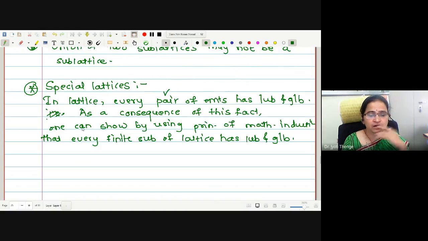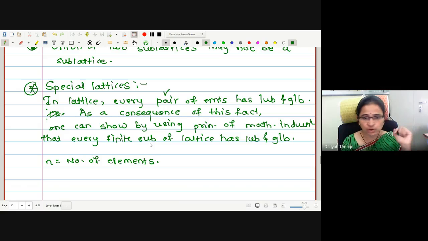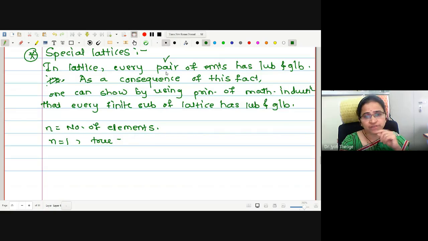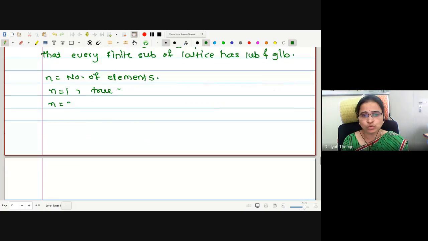Okay, see, check now. For if I say n to be the number of elements, then all the singleton sets are having LUB and GLB. That is, the result is true for n equal to 1. Correct now? And we are saying that for every pair of elements LUB GLB exists. So for 2 also the result is true.